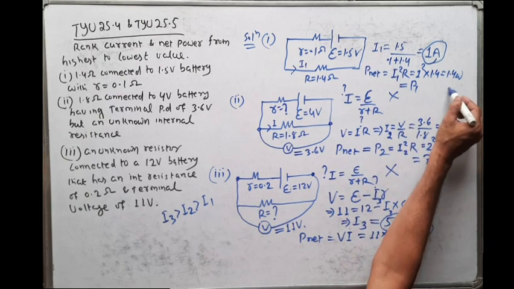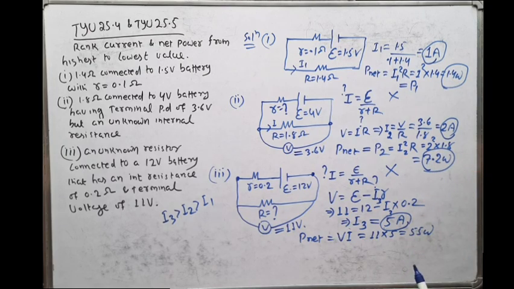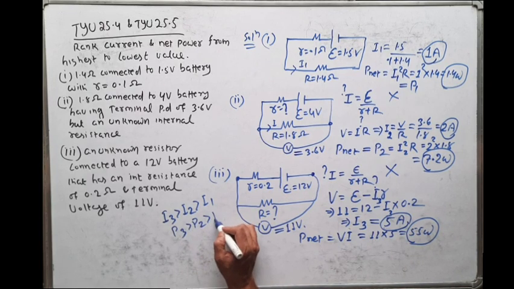In the first case, power is 1.4 watt. Second case, 7.2 watt. Third case, 55 watt. So highest power is in P3. So P3 is greater than P2 is greater than P1.